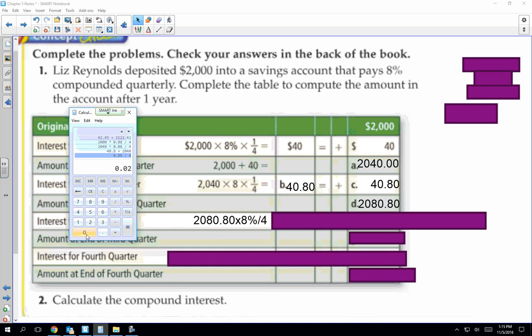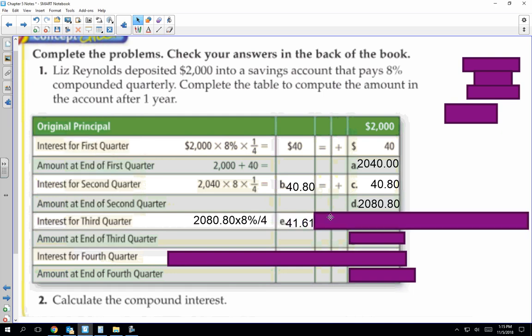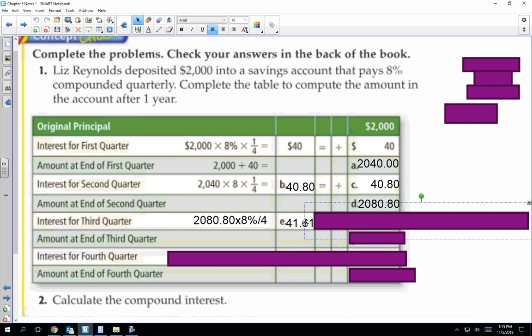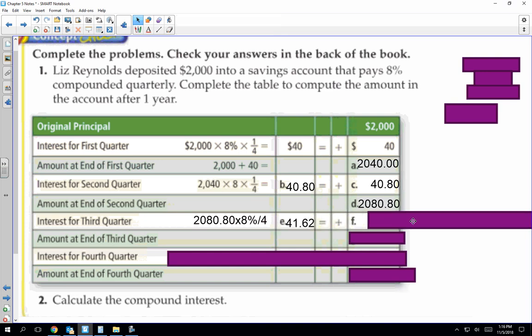Sorry, 2080. Okay. 2080.8 times 0.08 divided by 4. We get $41, and I'm going to round this right here and go 62 cents. I did not round that correctly. Let me get that rounded correctly. Okay, so that's $41.62.